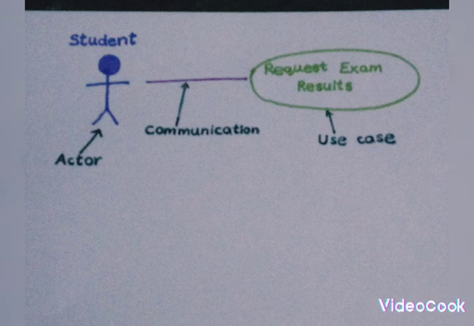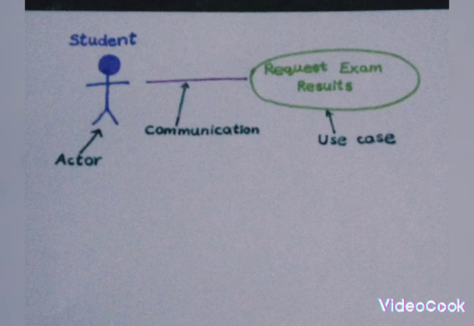Scenario number 1: a student accesses the learning management system of a college. What are the three main components of a use case diagram? You can see all three here: actor, communication, and use case. So the first one is actor, the second one is communication, and the third one is use case.